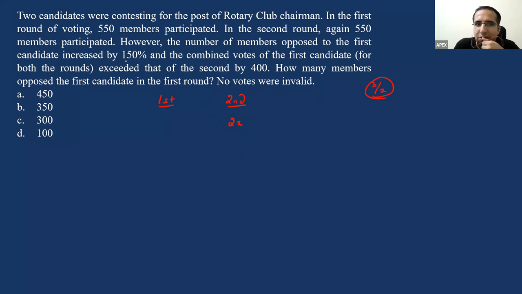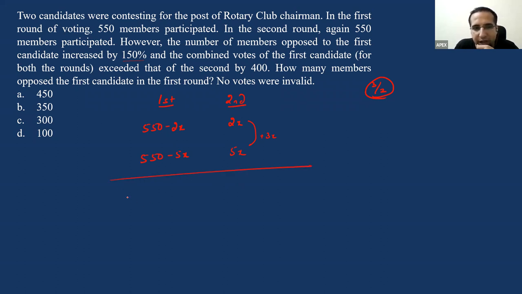In the second round, it increased by 150%. That means it increased by 3x. So in the second round, or in the second case, 5x people voted for the second candidate. And total 550 members voted. If 2x voted here, then this becomes 550 minus 2x. And this becomes 550 minus 5x. Clear?